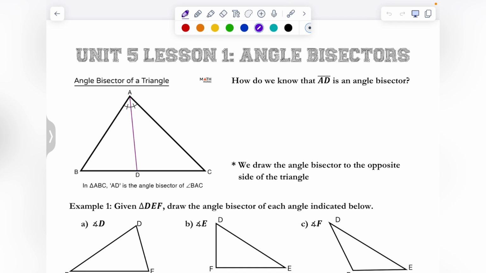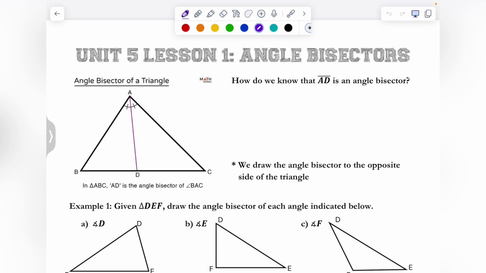All right, hello and welcome to Unit 5, Lesson 1 on angle bisectors. So this unit is all about special segments in triangles, and today we're going to learn about the first special segment, and that segment is an angle bisector.